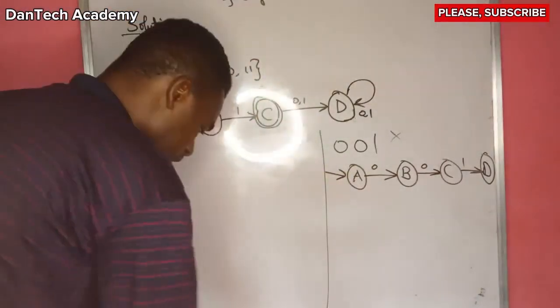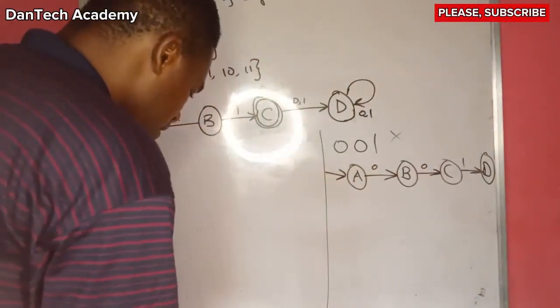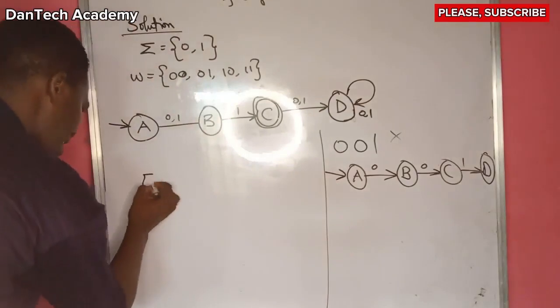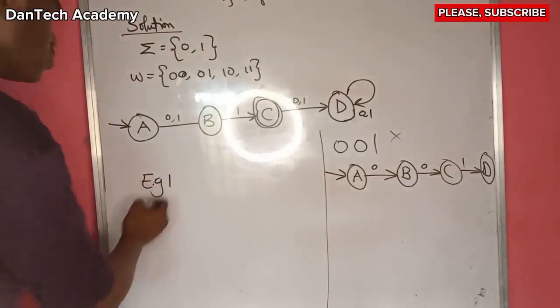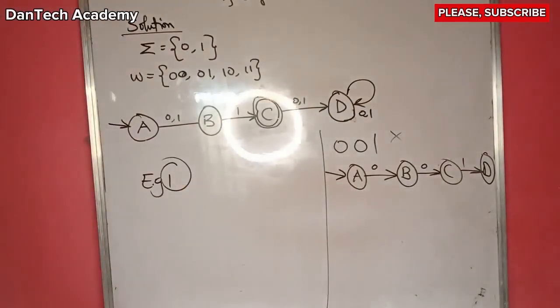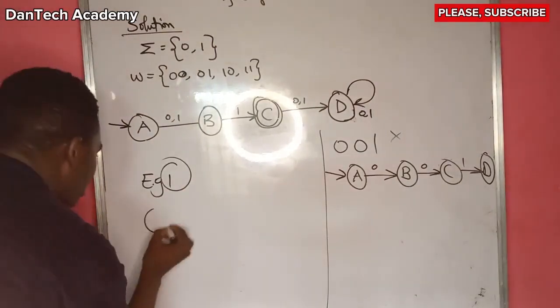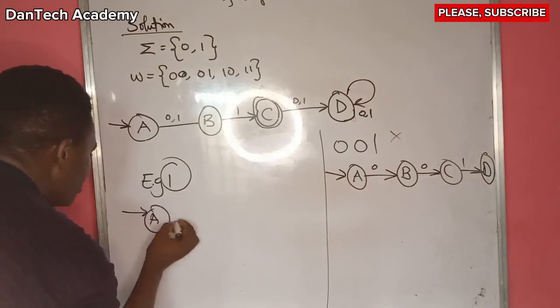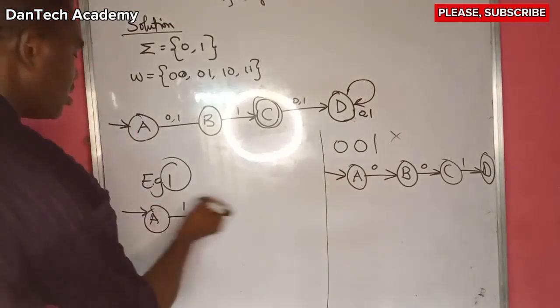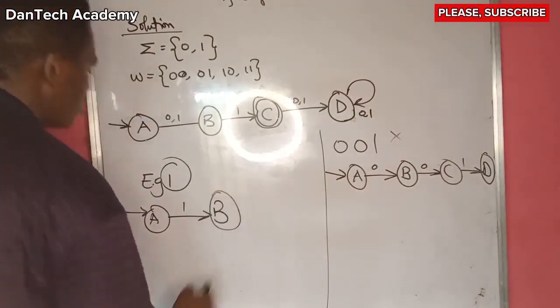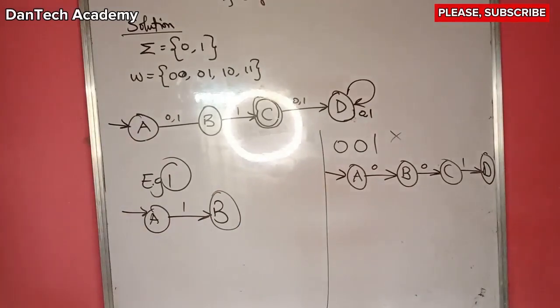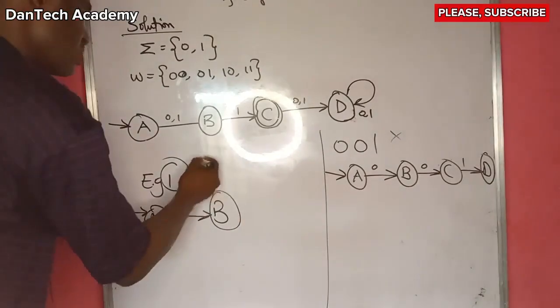Now, let's see another one. Let's say we are given 1 and we are asked to check if this one enters. If 1 enters here, it takes us to what? To B. That's all. But it's not the final state, so 1 is not accepted.